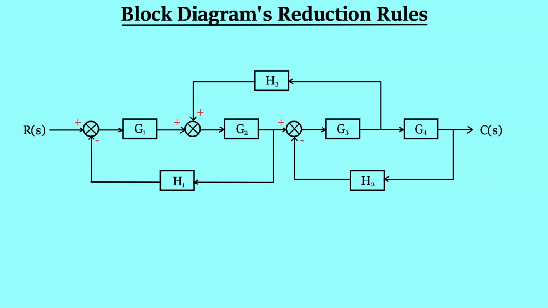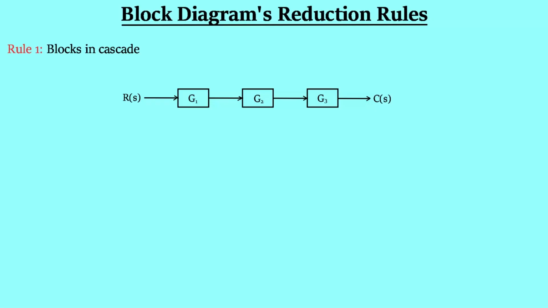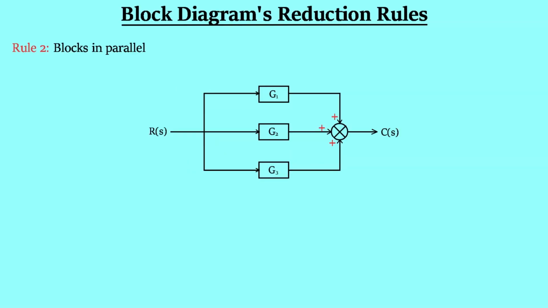The block diagram which is present on the screen is actually a simple block diagram. The only thing remaining is the rules which we need for solving this block diagram. First rule is, if the blocks are in cascade, then the resultant is simply the product of the gains of different blocks. When the blocks are in parallel, then they are simply added.